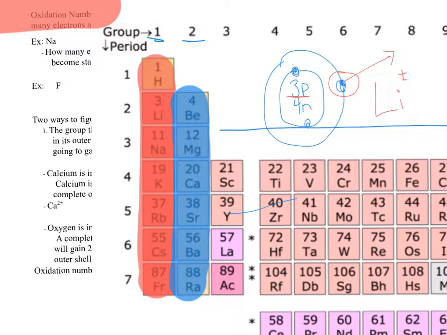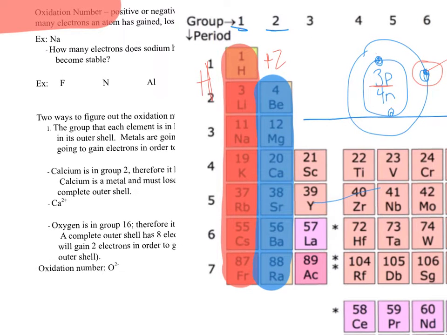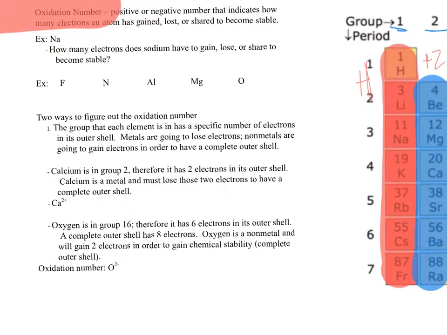All elements in this group will have a positive 1 oxidation number. And then you can imagine beryllium and magnesium are going to have a positive 2, or 2 positive. You can write it either way, it doesn't matter. Whatever they have in their outer shell on the left side, that's just what they're going to lose. That's the easiest way to do it.